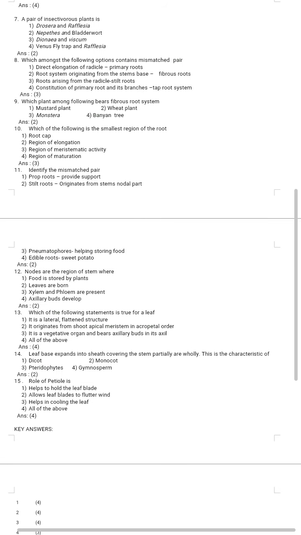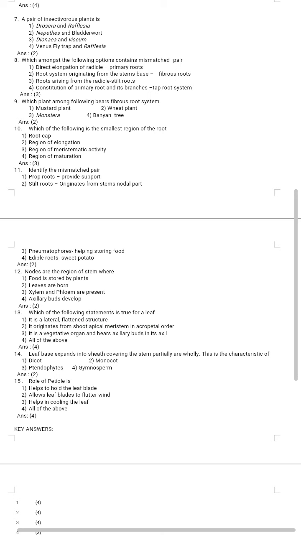Moving to the next question. Which plant among the following bears a fibrous root system? Four options are given. In these four options, let us see the correct option. First one, mustard plant. Second one, wheat plant. Third one, monstera. Fourth one, banyan tree. Students, let us see which has a fibrous root system. So the correct option is wheat plant.